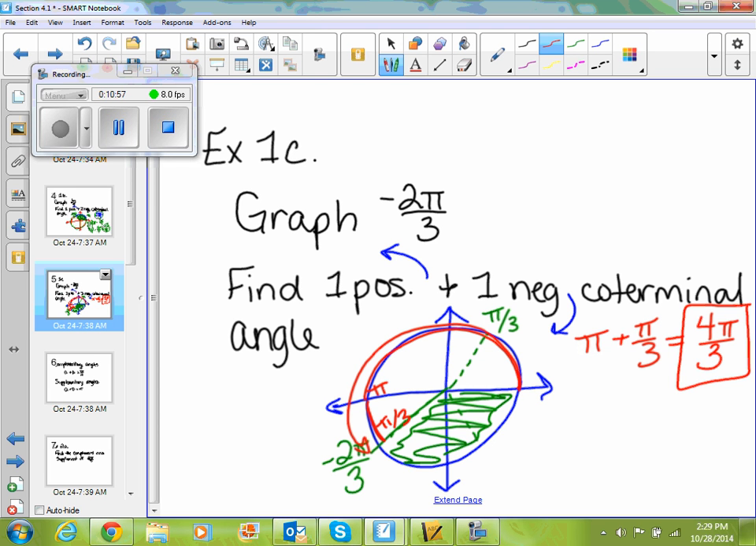Why 4 pi over 3? Because pi is the same thing as 3 pi over 3. You have to get common denominators to add fractions. And 3 plus 1 is 4.